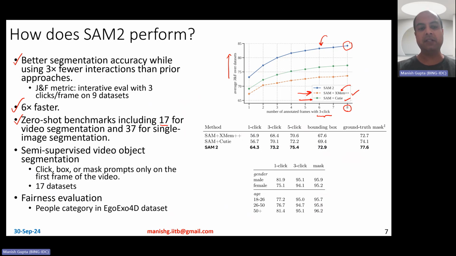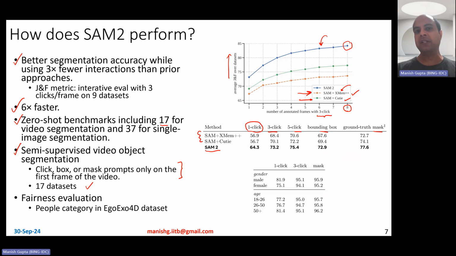When you perform semi-supervised video object segmentation, which means that just on the first frame of the video the user provides click, box, or mask prompts, you observe that on 17 datasets, SAM2 outperforms the other 2 methods really well. This holds in various cases, when you only allow 1 click, 3 clicks, 5 clicks, bounding boxes, or even mask-based inputs from the user.